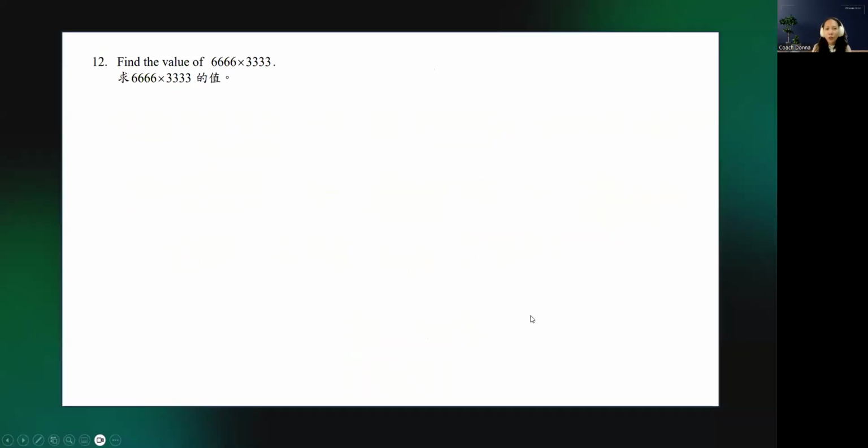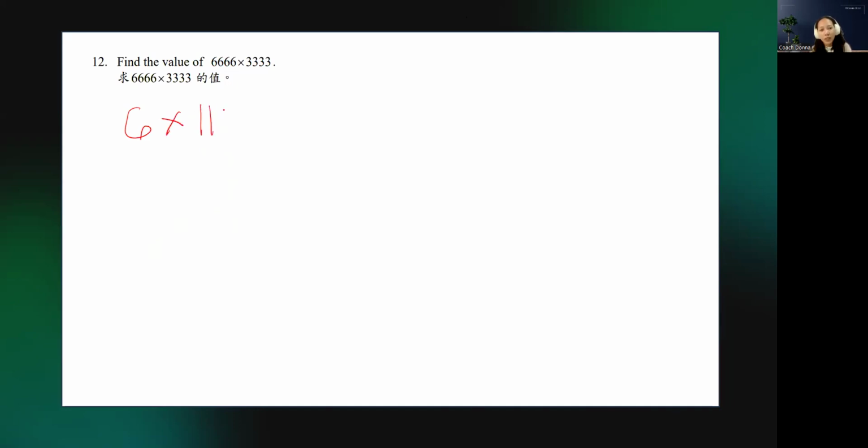Okay. For number 12, let's have this one. So you have 6,666 times 3,333. So again, we have numbers that are multiples of 1,111. Okay, so always try to factor out numbers like this. So 1,111. Let's try to take out the 6.